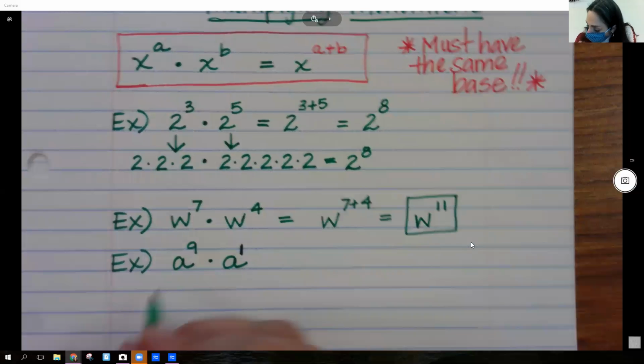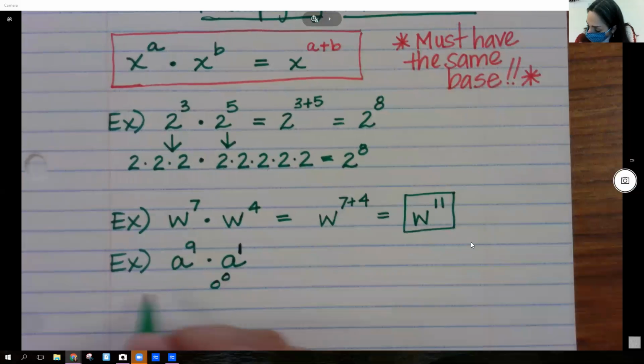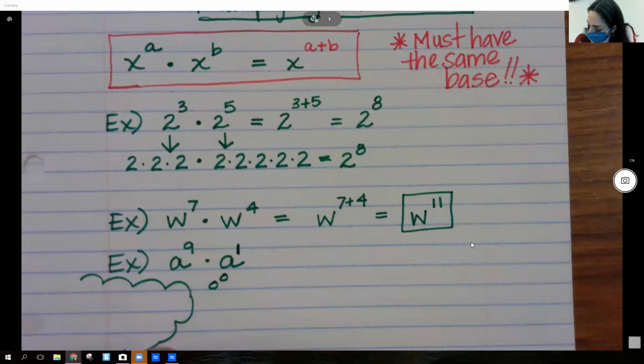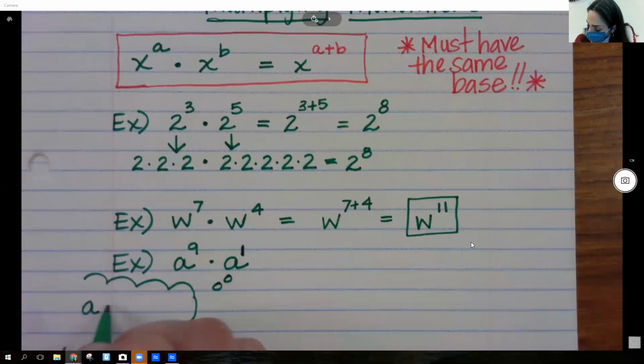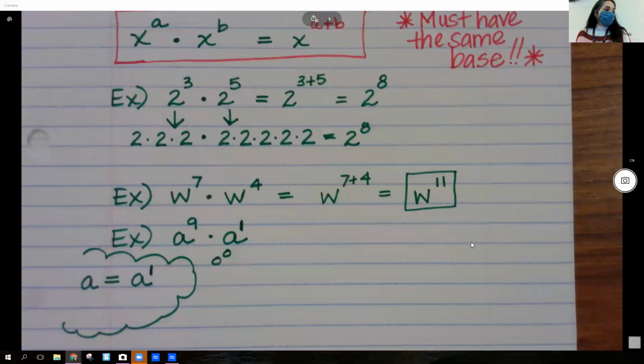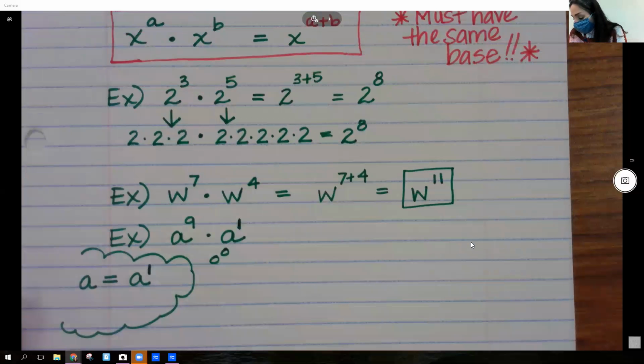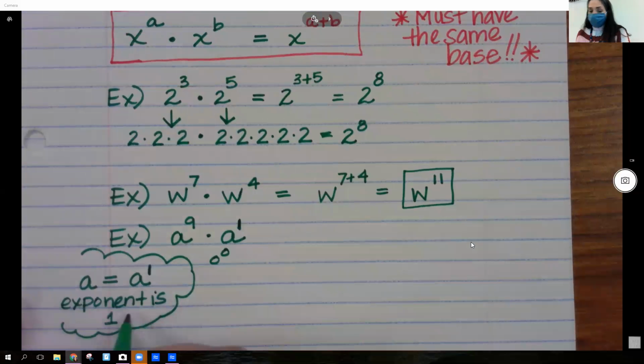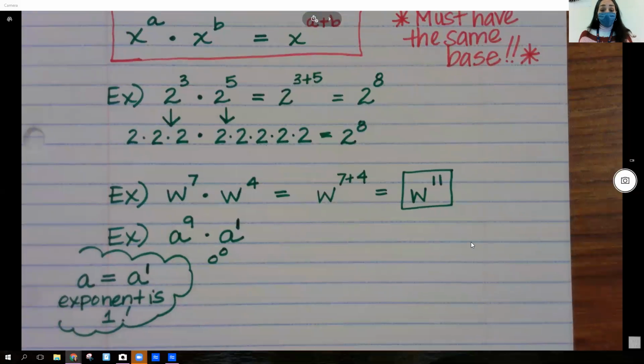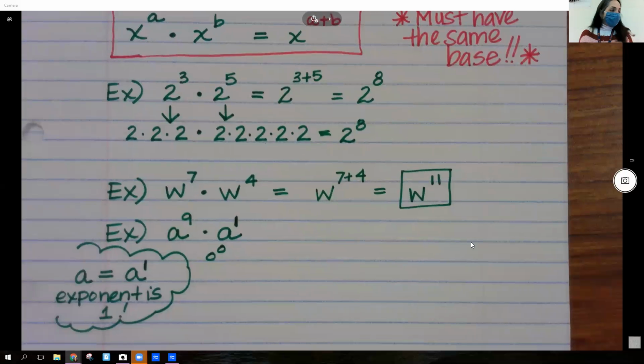So maybe we'll put that over here. A is the same as a to the 1st power. Okay. Right now, you might look at that and be like, well, of course it is, but you would be surprised the number of people that miss this on a test just for that reason. So don't be one of those people.